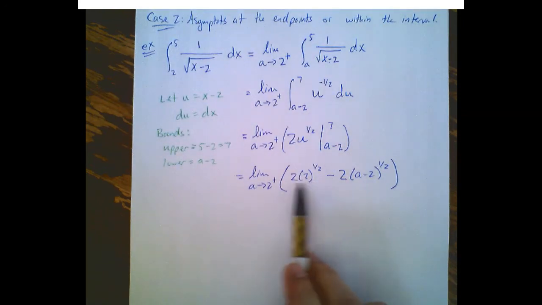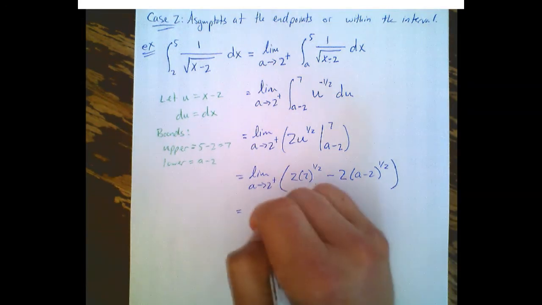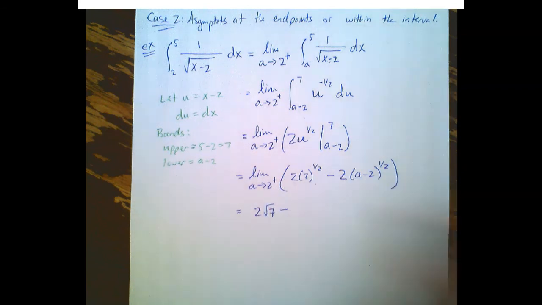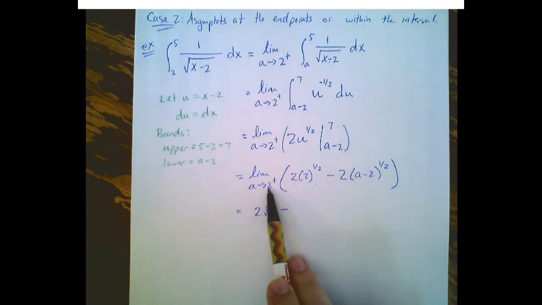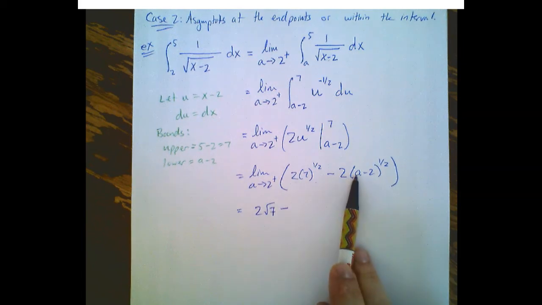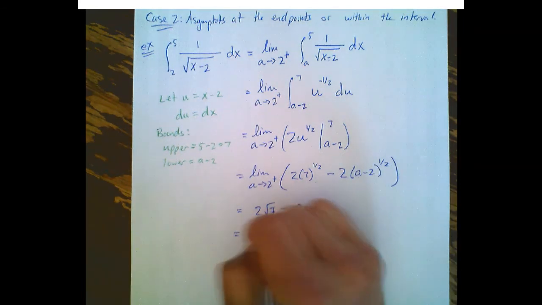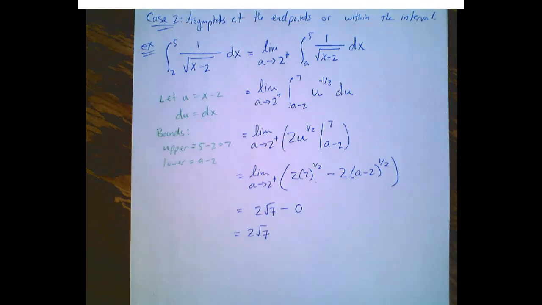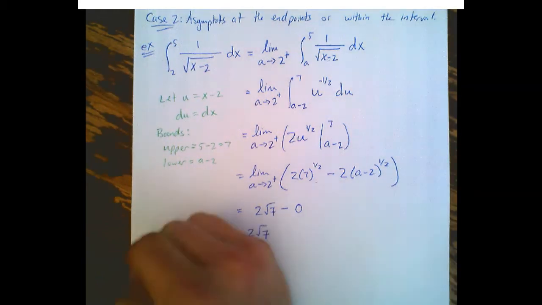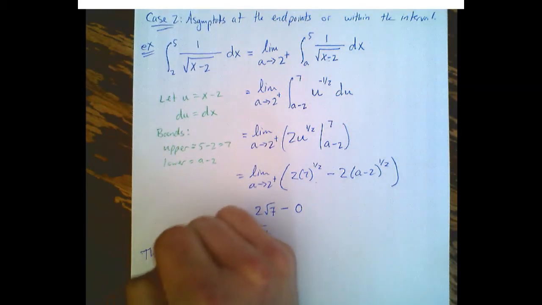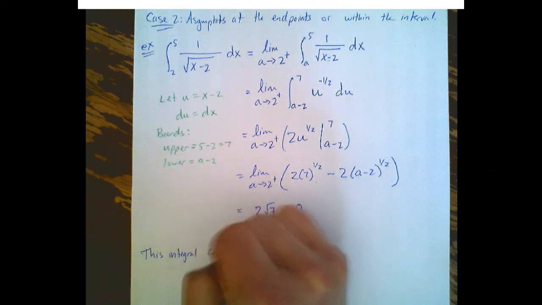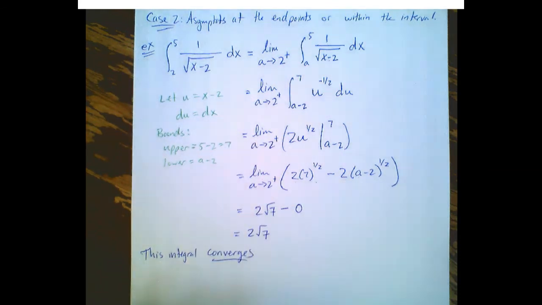Right, so we know that this is just some value, okay? 2 root 7 minus, now let's take our limit here. If we put in 2, right, we're taking the limit as a goes to 2. If we put in 2 here, what do we get? 0. Gives us 2 root 7. So here we say the integral converges, right? This integral converges because we get a number instead of infinity.